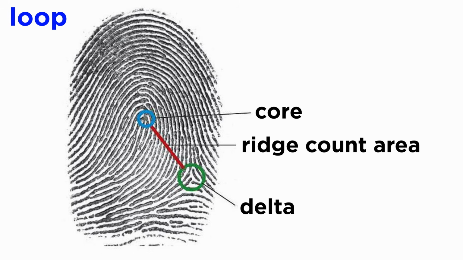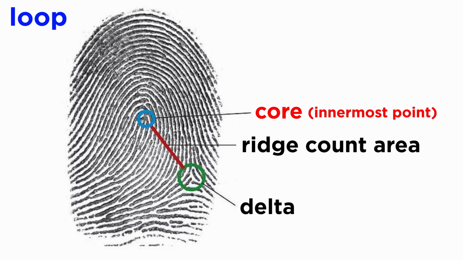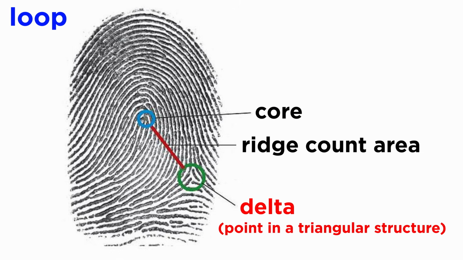This is a loop pattern. As we have discussed previously, the lines of the fingerprint are known as ridges, while the gaps between them are known as furrows. The central and innermost part of something is called the core. Similarly, the approximate central point of a fingerprint impression is also known as the core. The next important part of a fingerprint is the delta.